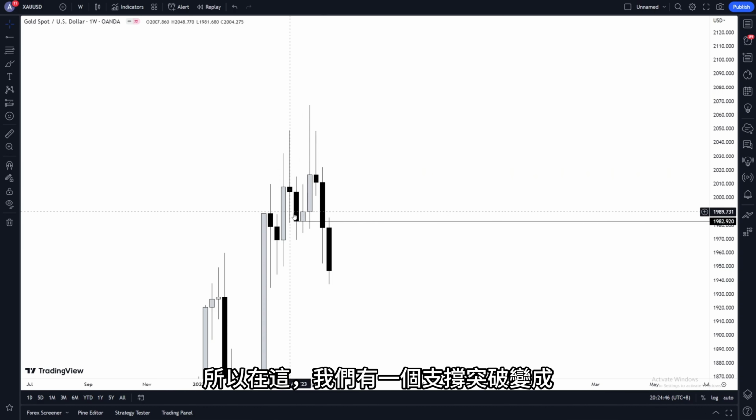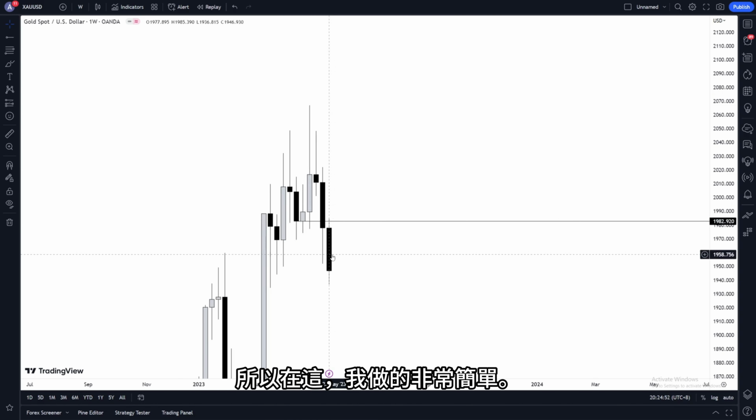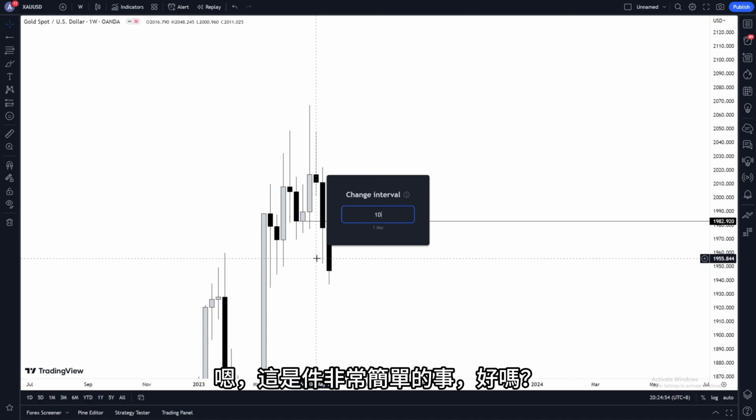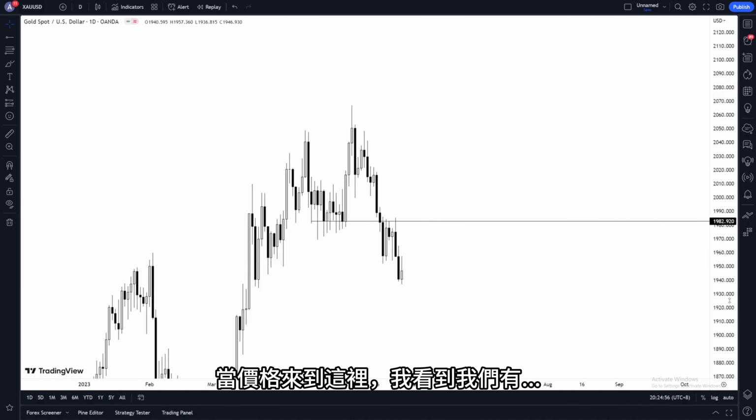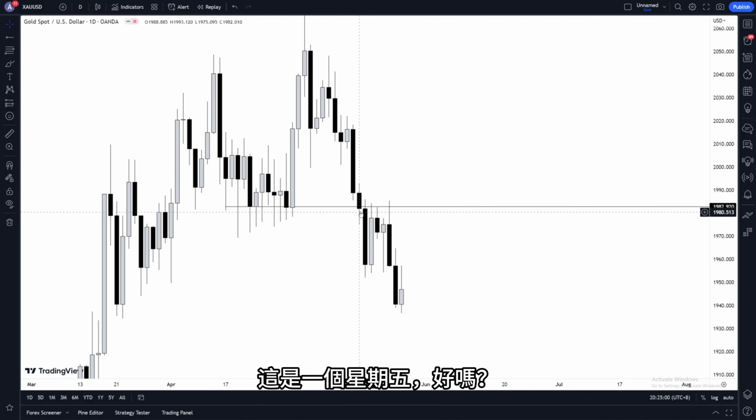So over here we have ourselves the support break become resistance. Excuse me for the cough right there. So in this, all I did was something very simple. Okay? When price came in here, I saw that this was a Friday. So this was when that previous week ended. This is when the Monday started.